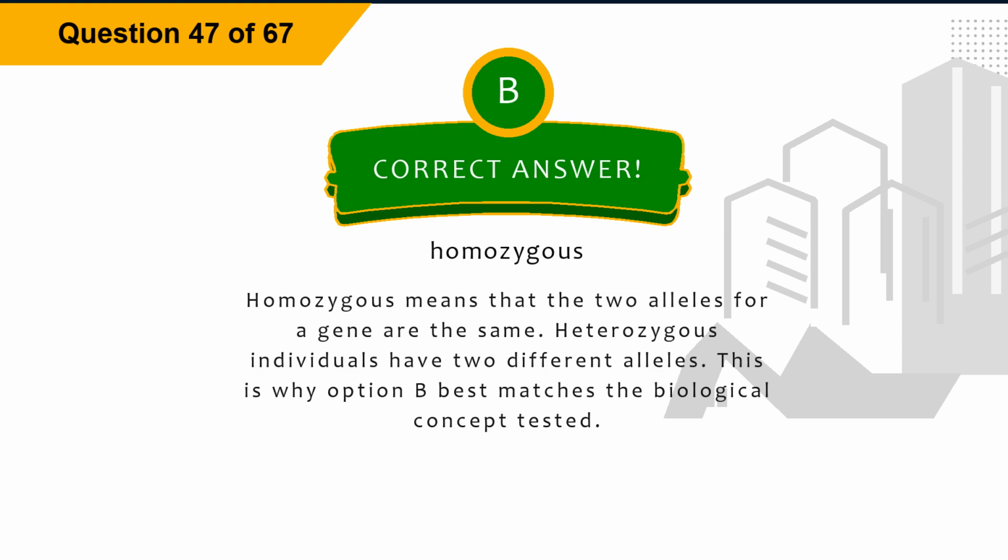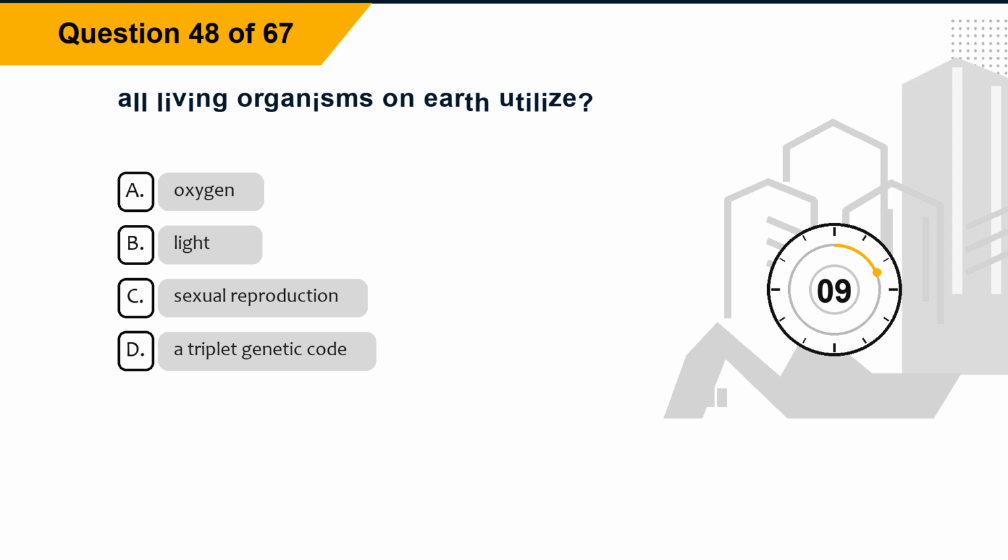Explanation. Homozygous means that the two alleles for a gene are the same. Heterozygous individuals have two different alleles. This is why option B best matches the biological concept tested. Question 48. All living organisms on Earth utilize?